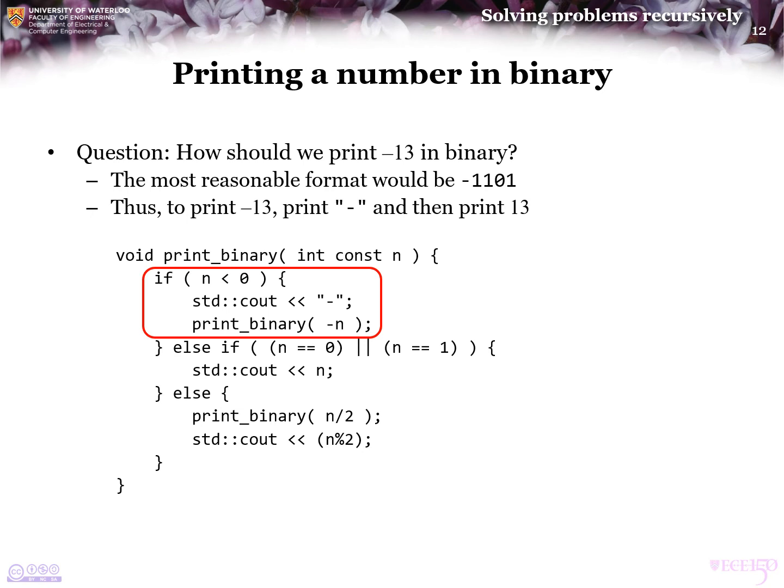So we start by checking. If n is less than 0, we print out a negative sign, and then we call print binary, the same function, on negative n. All right, so if the parameter n has the value -13, we're in this first case, we print out the minus sign, and now we call print binary on +13. Well, now we are in either the second or the third conditions of this cascading conditional statement.